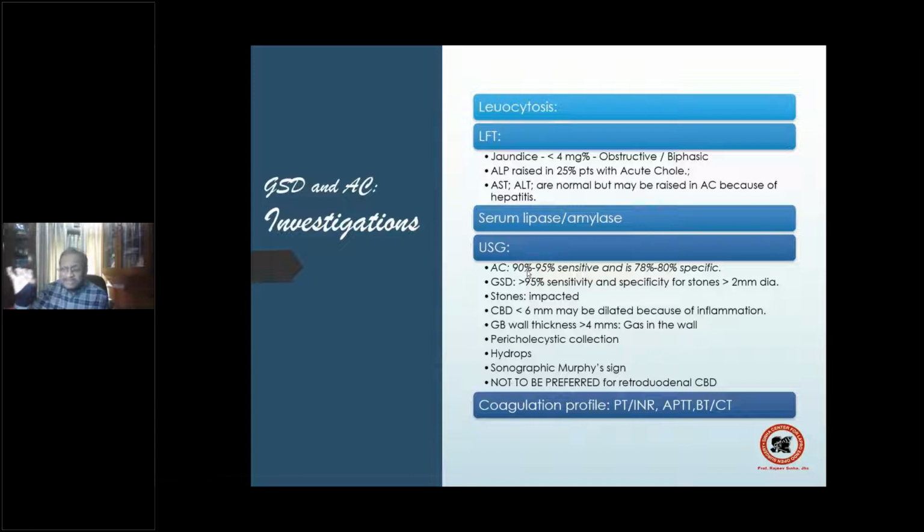Gallbladder wall thickness is one of the most important findings, and if it is more than 4 millimeters, that basically tells you that there is edema or thickening of the gallbladder. In acute cholecystitis, it will be edema. If it is chronic cholecystitis, it could be fibrotic thickening. So, more than 4 millimeters is a pathological wall of the gallbladder. Then you can find gas in the wall in emphysematous cholecystitis.